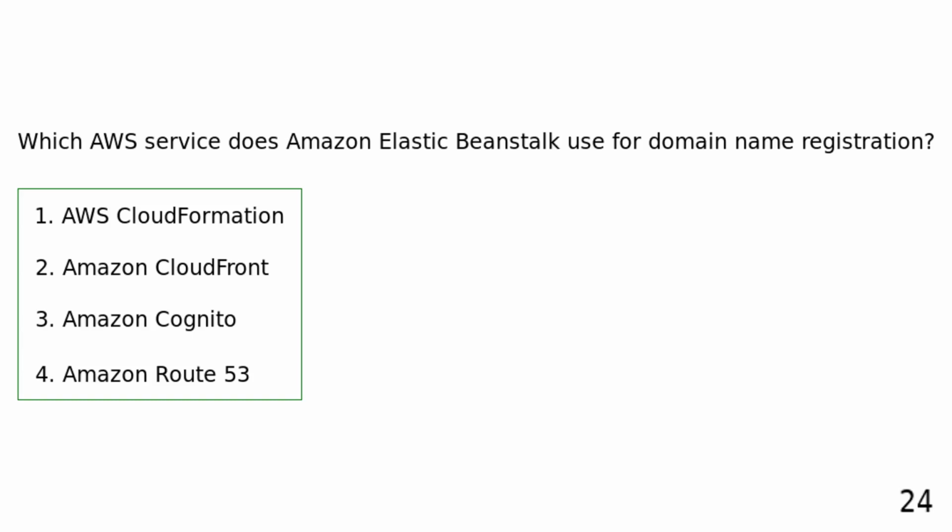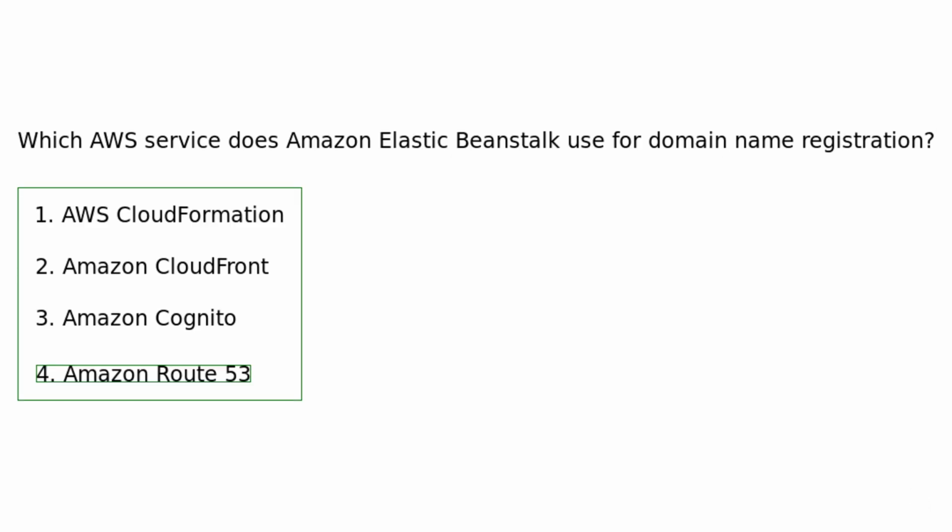Which AWS service does Amazon Elastic Beanstalk use for domain name registration? AWS CloudFormation, Amazon CloudFront, Amazon Cognito, Amazon Route 53. Amazon Route 53 is used for domain name registration with Elastic Beanstalk.